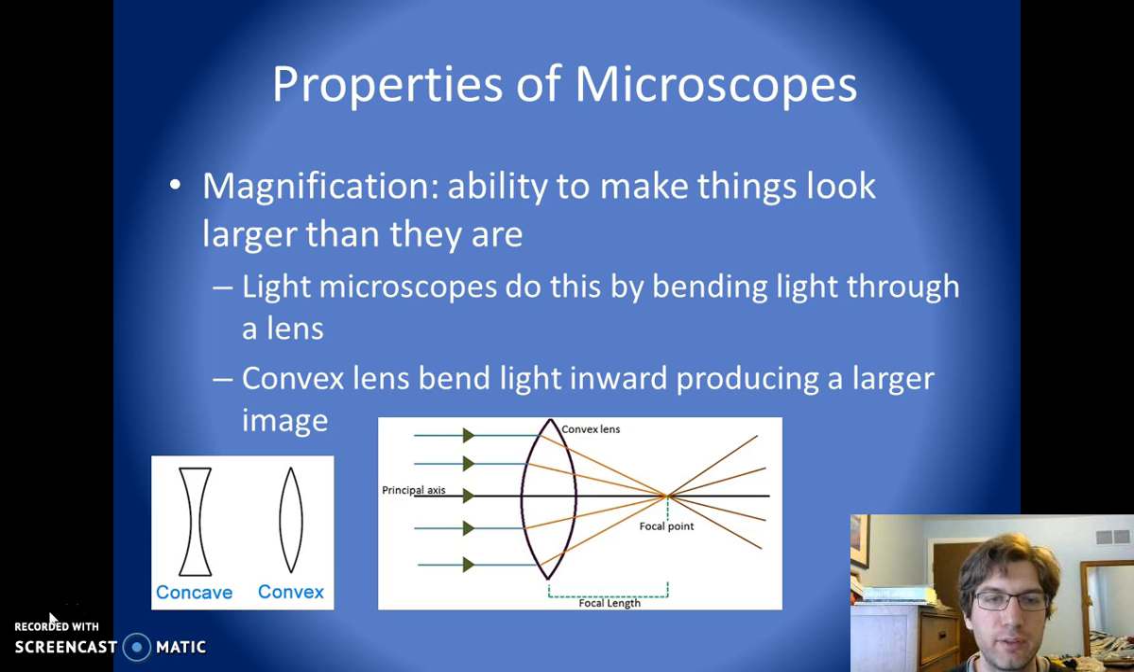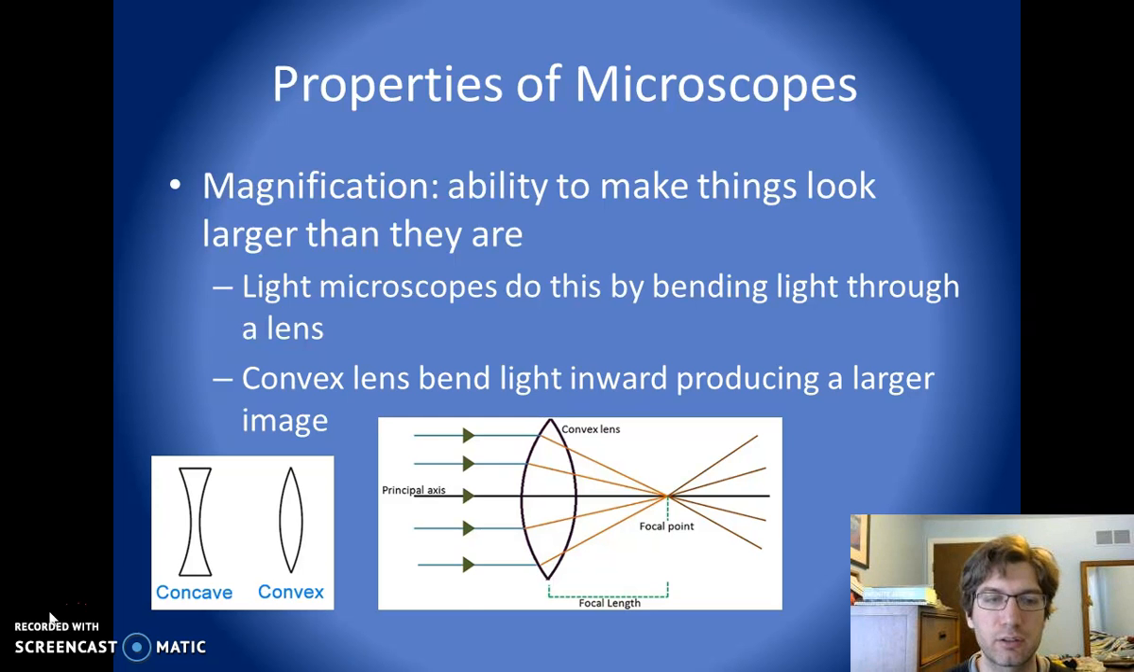Microscopes are going to give you the ability to enlarge images. So they have two real properties. One is magnification, the other is resolution. Magnification is the ability to make things look bigger. The light microscopes that we use in class are going to do this by bending light through special lenses.